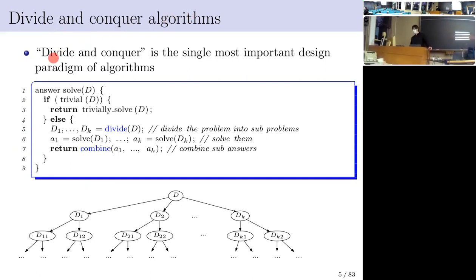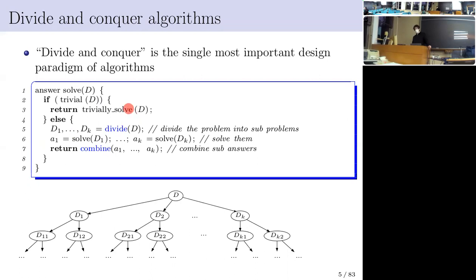So perhaps it's the single most important design paradigm of algorithms. It's not necessarily about a specific algorithm. It is a class of algorithms. So the basic idea is, given a problem instance, just think of it as the input size or the input data. If the input is trivially small, so small that solving it is trivial, then you just do it.